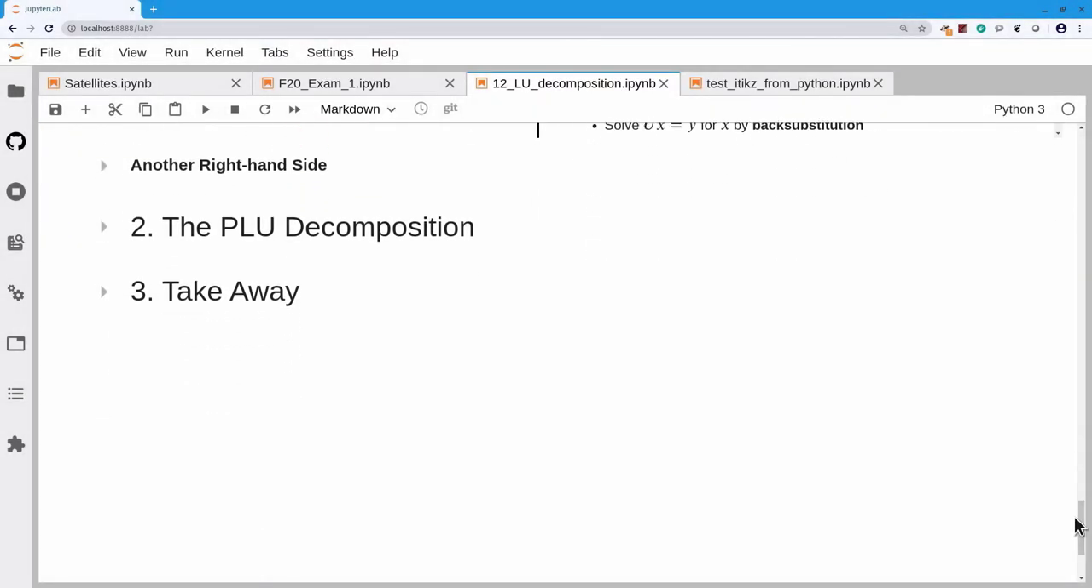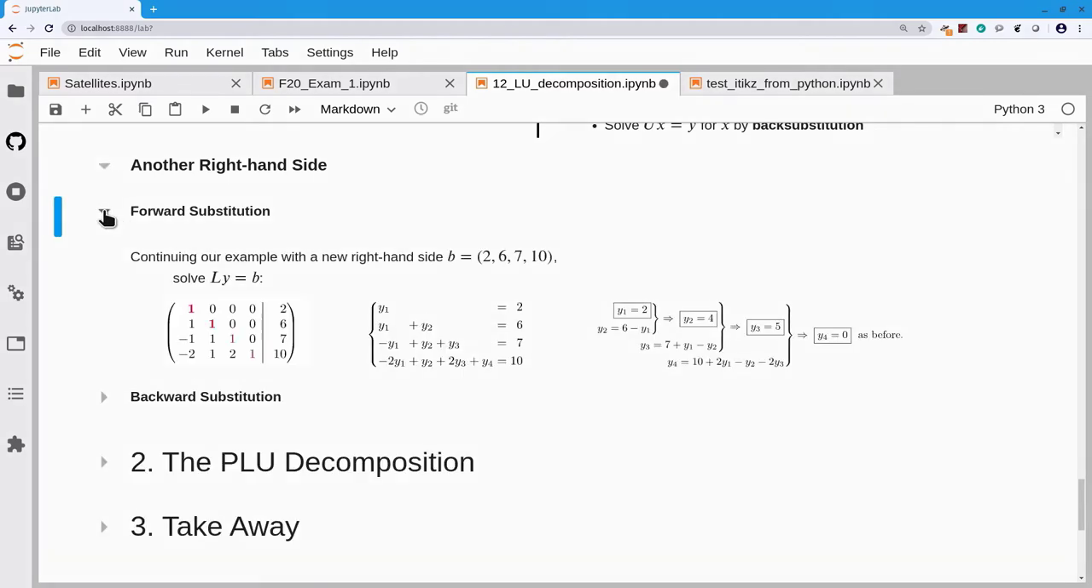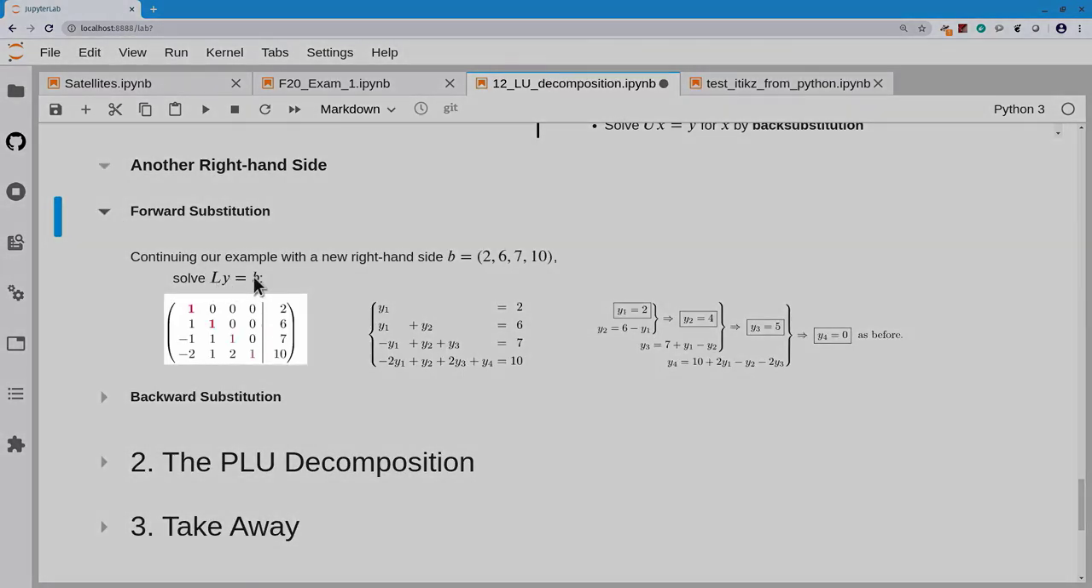So once I've achieved my LU decomposition, if another right-hand side comes in, we'll set up our LY equals B for that new right-hand side. The second right-hand side in the example above was 2, 6, 7, 10. Solve it by forward substitution. So just unravel it from the top down.